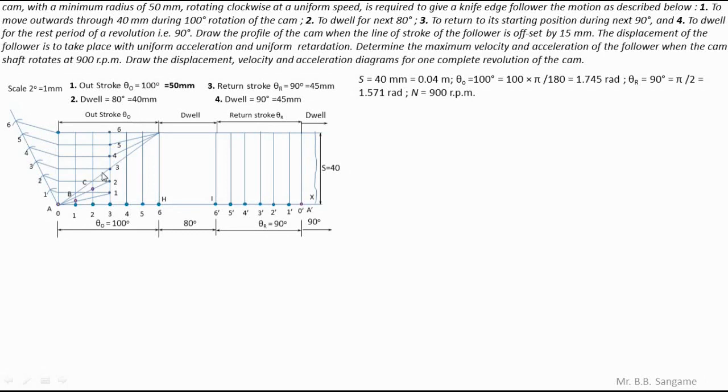Similarly, we have already joined the third line, 0, 3 line is intersecting with the third line somewhere at here. So this is the point D. Similarly, fourth line, inclined fourth line is intersecting with the vertical fourth line somewhere at here. This is the point E. Similarly, inclined fifth line is intersecting the vertical fifth line somewhere at here. This is the point F, and this is the point G. So the same procedure I am going to apply for the return stroke.